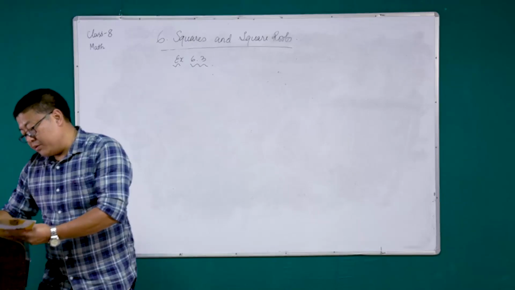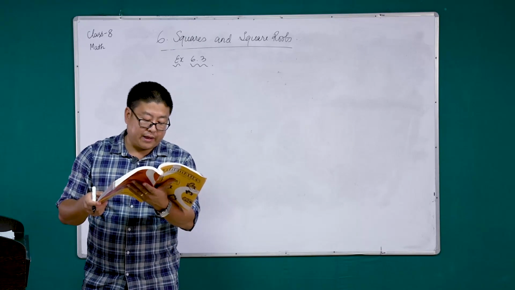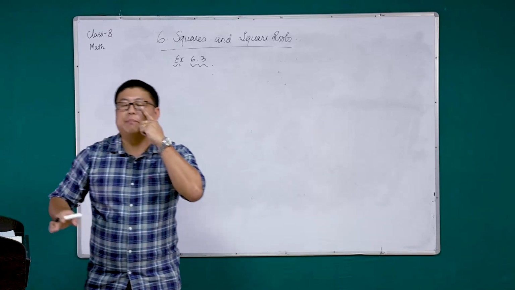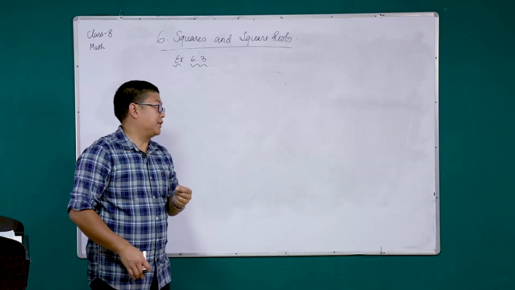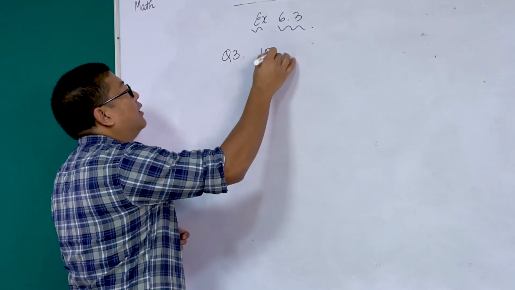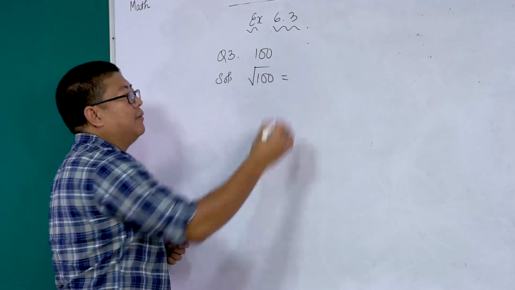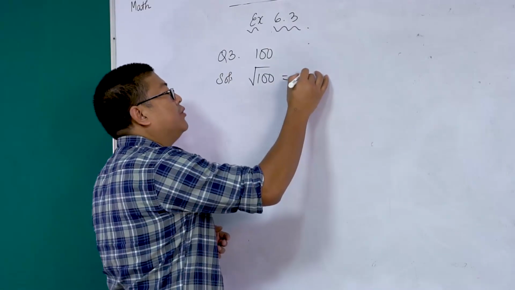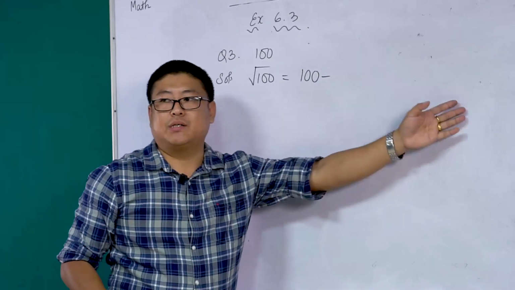The next question reads, find the square roots of 100 and 169 by the method of repeated subtraction. Now this is the first method of finding square roots, by repeated subtraction. We have already learned about this in the previous class. So let me do it for 100. We are going to find the square root of 100 by repeated subtraction. What happens here is we have to keep subtracting odd numbers.